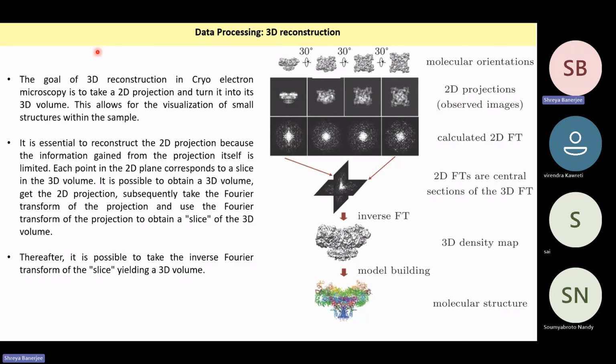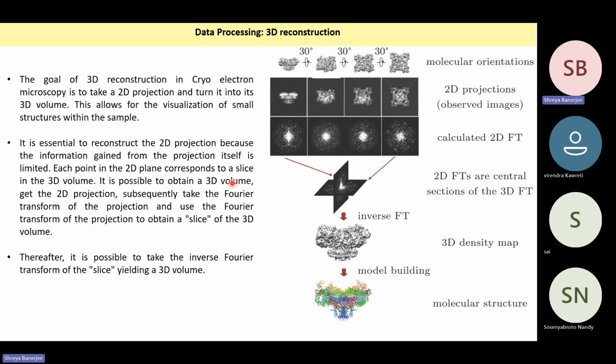The goal of this 3D reconstruction in cryo-electron microscopy is to take a 2D projection and turn it into its 3D volume. So this will allow for the visualization of small structures within the sample. It is essential to reconstruct from the 2D projection because the information gained from the projection itself is limited. Each point in the 2D plane corresponds to a slice in the 3D volume.